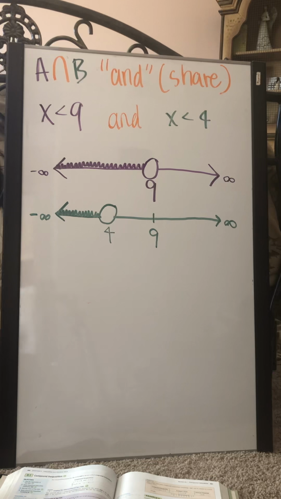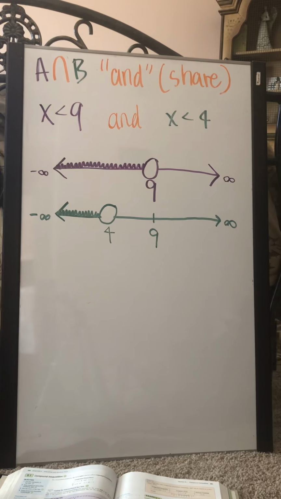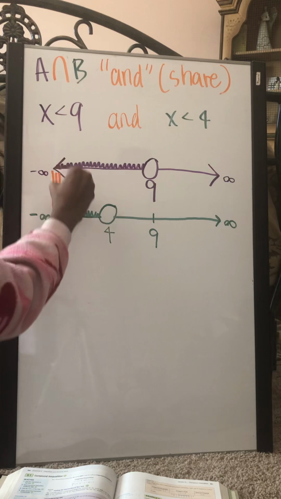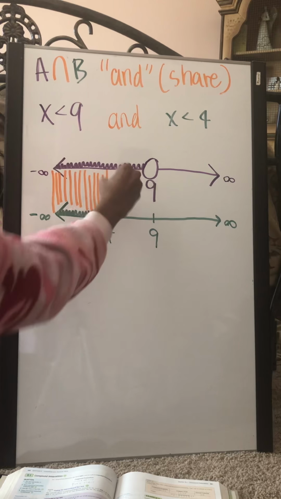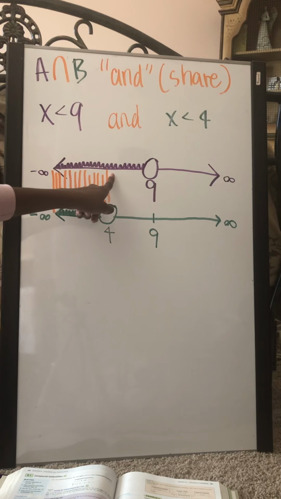Okay, and now, because it said and, that means we're looking at where they share. So we want to know what area are both of these shaded in the exact same spot. So you can see that from here all the way to 4, they're shaded in the same area. So my question to you is, do they both share 4? Yes or no? Okay, hopefully you guys said no, because this one is an open circle at 4, so it's not including 4, but this one does include 4.